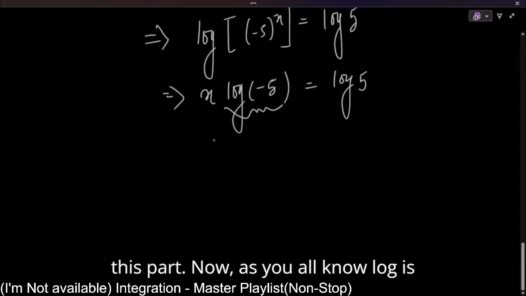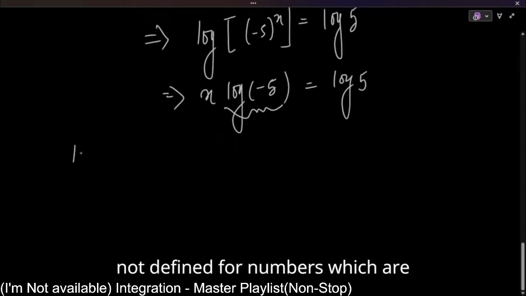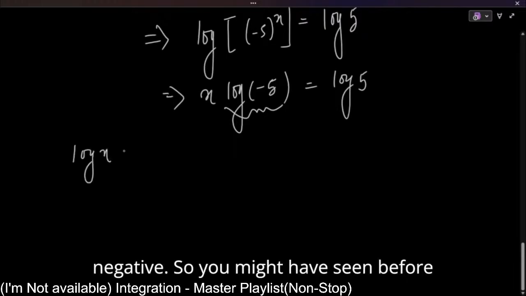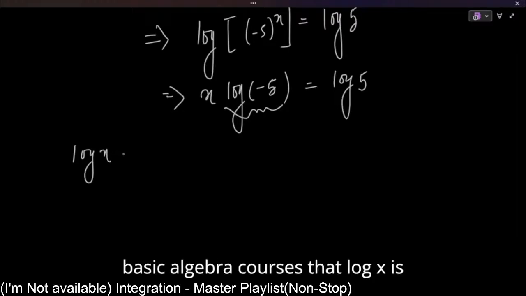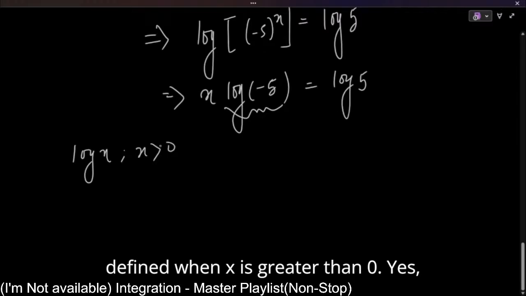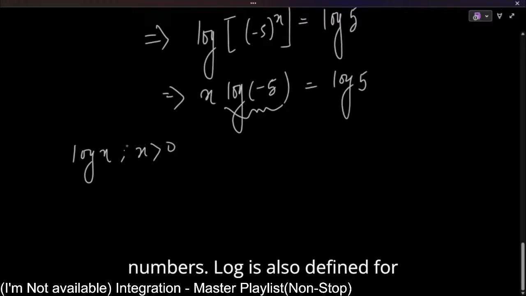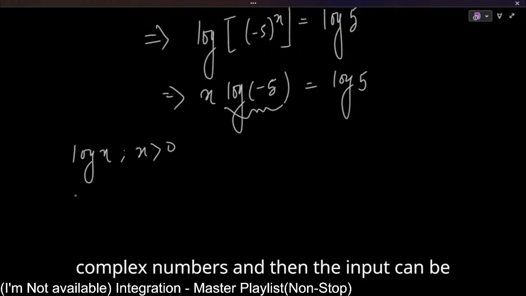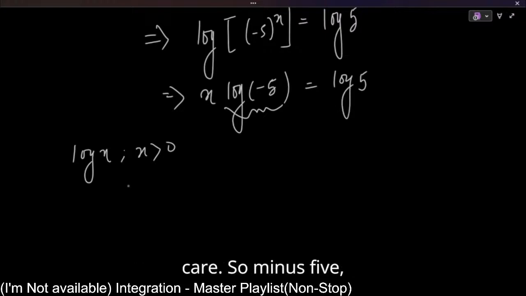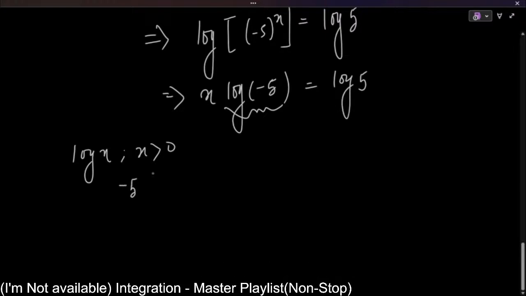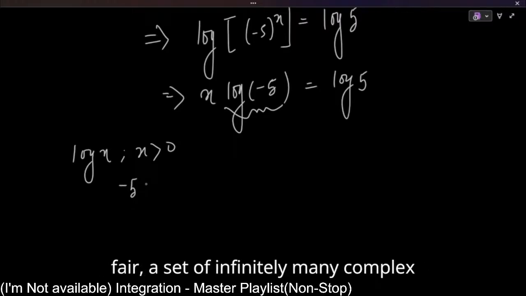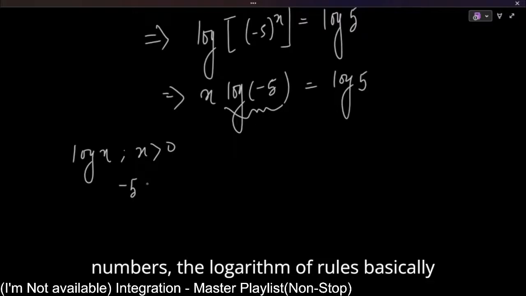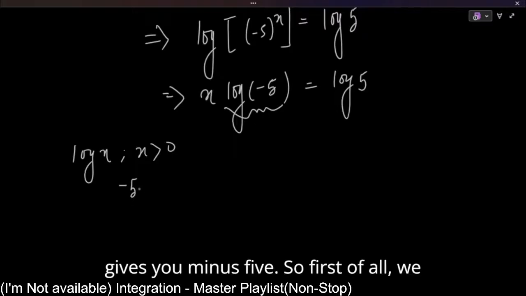Now, as you all know, log is not defined for numbers which are negative. You might have seen before in your calculus 1 courses or in your basic algebra courses that log x is defined when x is greater than 0. Yes, that is true, but that is only for real numbers. Log is also defined for complex numbers, and then the input can be basically anything. We do not really care. So -5, there is some complex number, and to be fair, a set of infinitely many complex numbers, the logarithm of whose basically gives you -5.